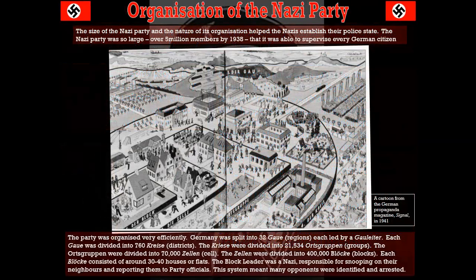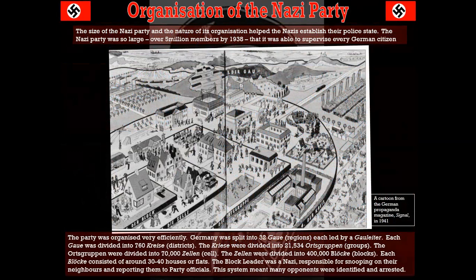How did it work? Well, it bases itself on the organisation of the Nazi Party. You can see here a diagram published in German for the people under the Nazis explaining how it works, but I'll just talk you through. The size of the Nazi Party and the nature of its organisation helped the Nazis establish their police state. If you're ever asked how the terror state worked, this is going to be useful.